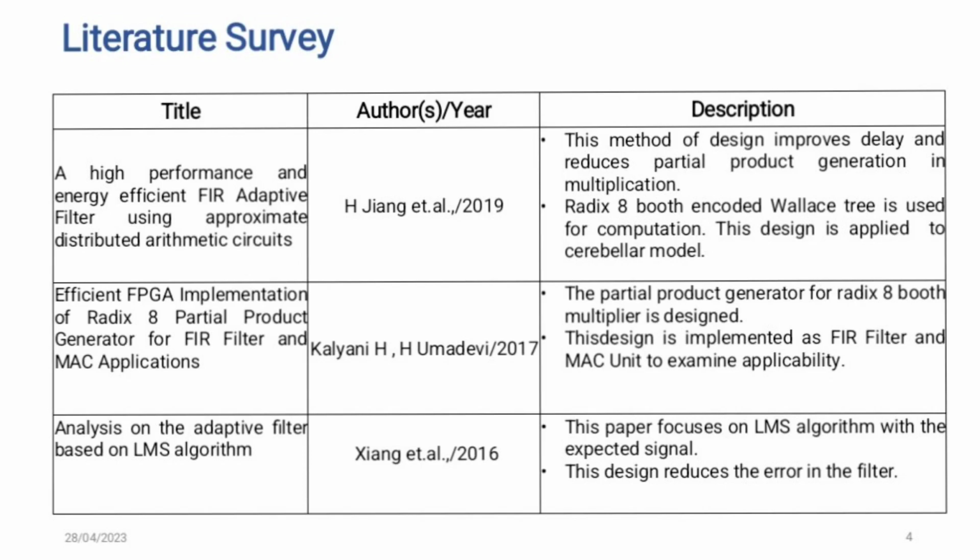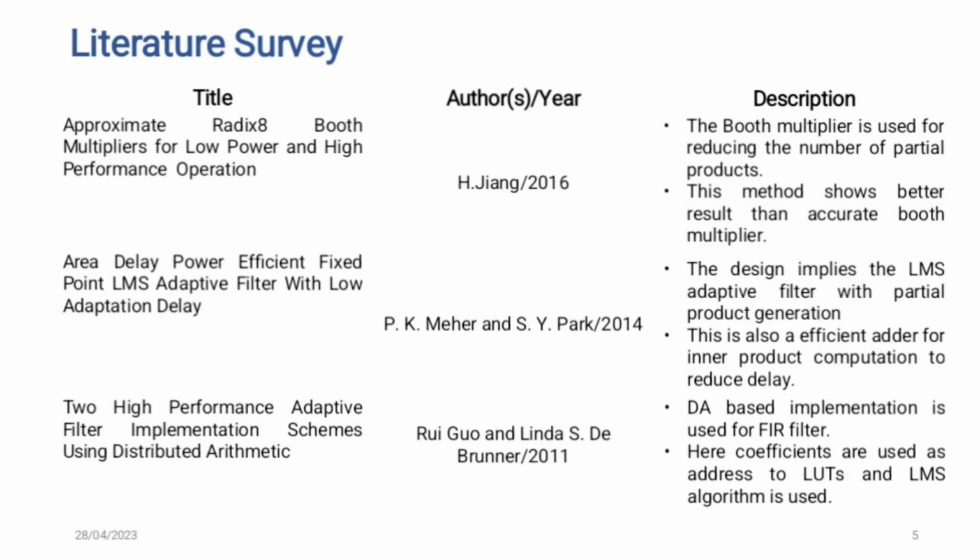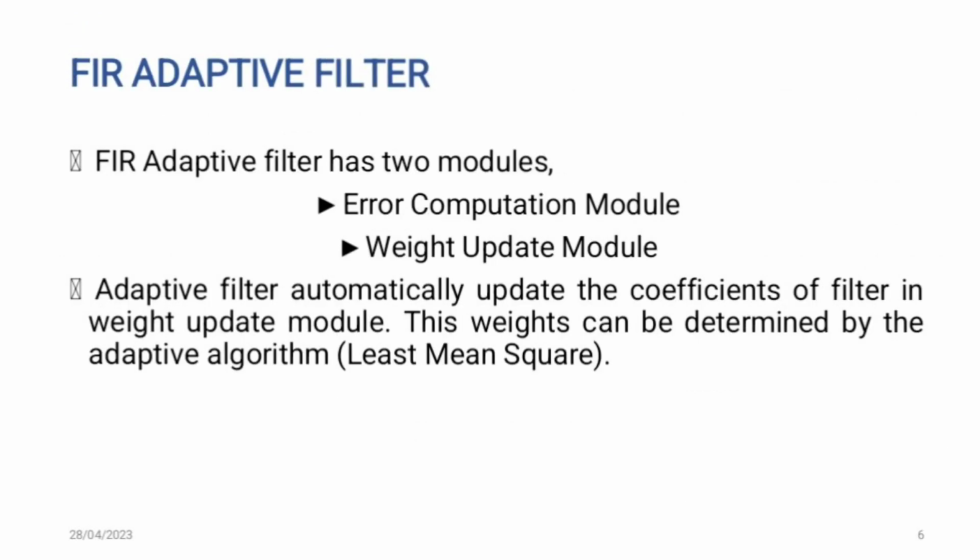These are the surveys we have done to gather information about the filter and the distributed arithmetic we have used, and about the performance and implementation in our project. Let's get an overview of the FIR adaptive filter. An FIR adaptive filter commonly has two modules, the error computation module and the weight update module. When the coefficients of the filter in the weight update module are updated automatically, the weights are determined using an adaptive filter algorithm, least mean square.